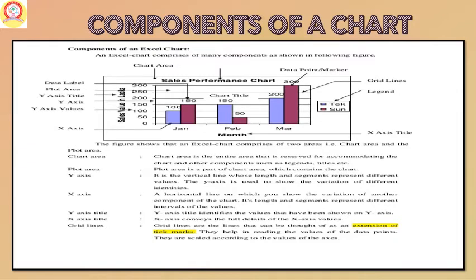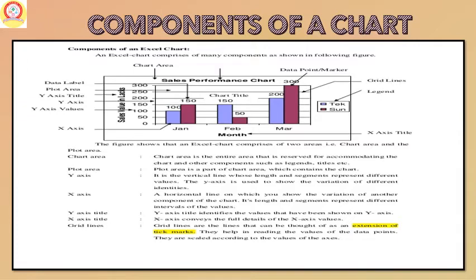Components of a chart. We have seen the different types of chart that are possible for the same data set. Children, let us understand the various components of a chart here. Data series. Data series refers to the many data entries from which a chart is derived. X-axis. It is the horizontal axis of the chart. It is also known as the category axis.